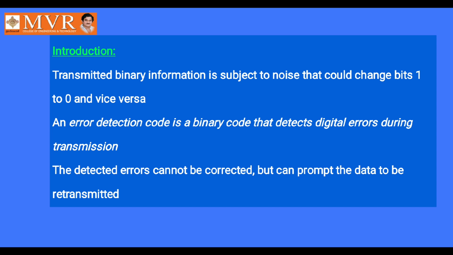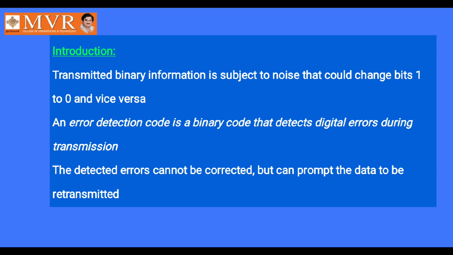So transmitted binary information is subject to noise. Here noise means error, disturbance, not the actual data being transmitted. Why and how this noise happens is just because of a change of 1 to 0 or 0 to 1. If any 1 bit is changed to 0 or 0 is changed to 1, the total data will be collapsed. So this is called an error.